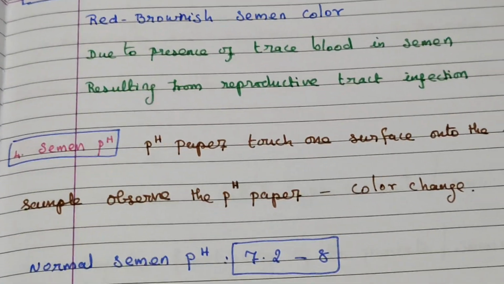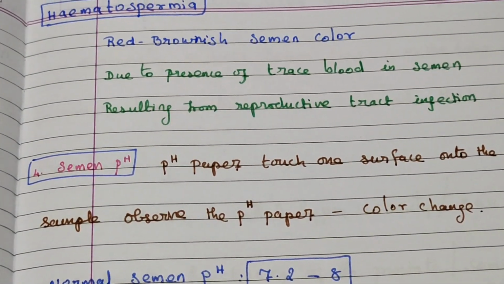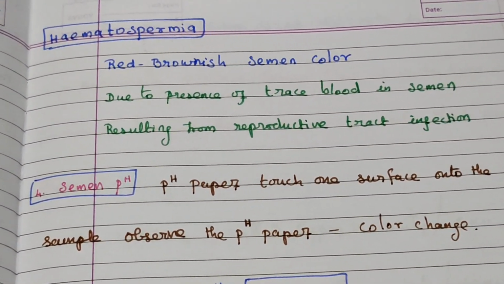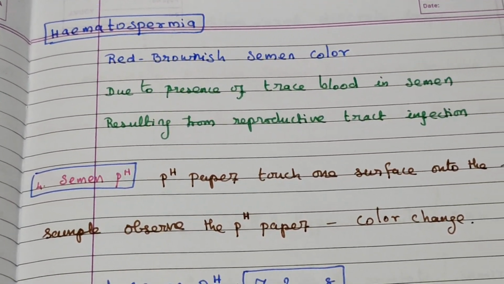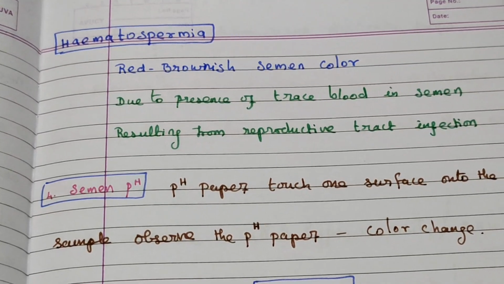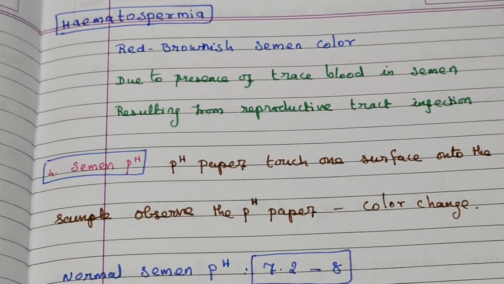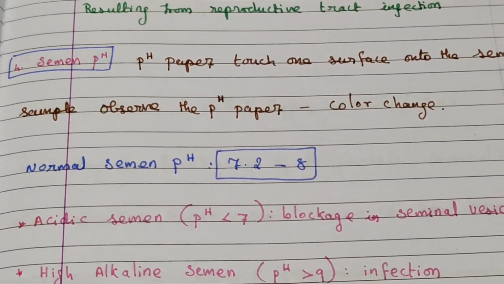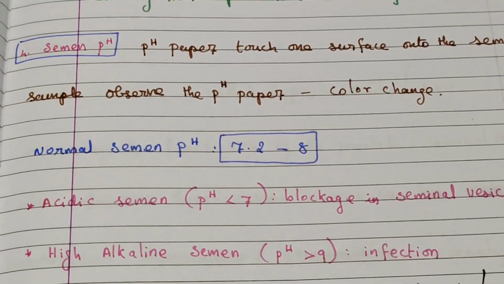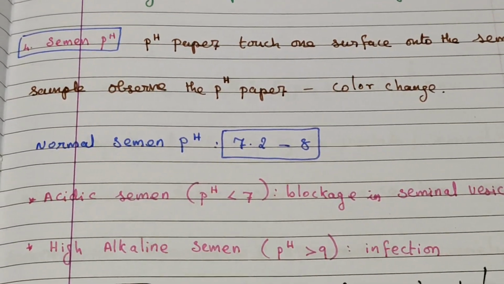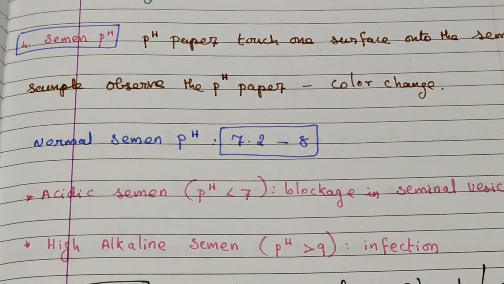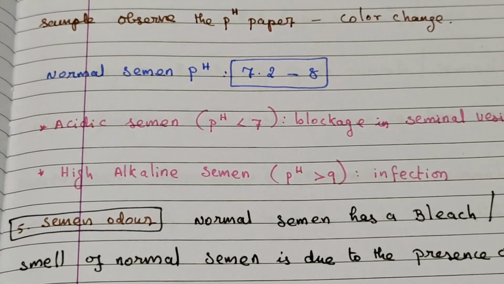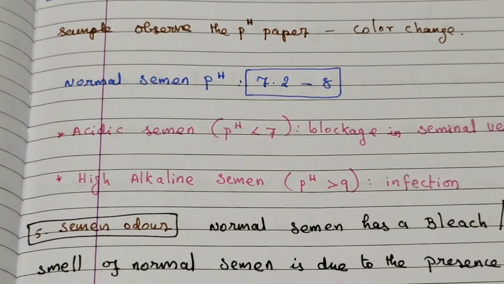Fourth parameter, semen pH. Take a strip of either broad range or narrow range pH paper, touch one surface onto the semen sample, and observe the pH paper for color change. A more accurate laboratory pH meter can also be used to determine the pH. Normal semen has a slightly alkaline pH ranging from approximately 7.2 to 8. Acidic semen would be indicative of a blockage in one or both seminal vesicles. High alkaline pH would be the result of infection.